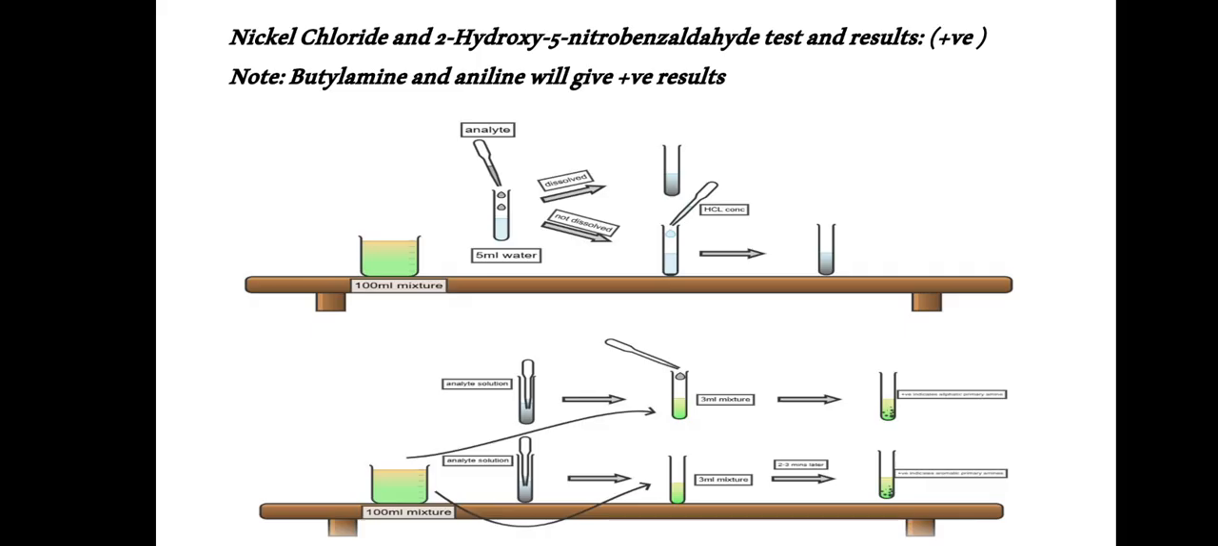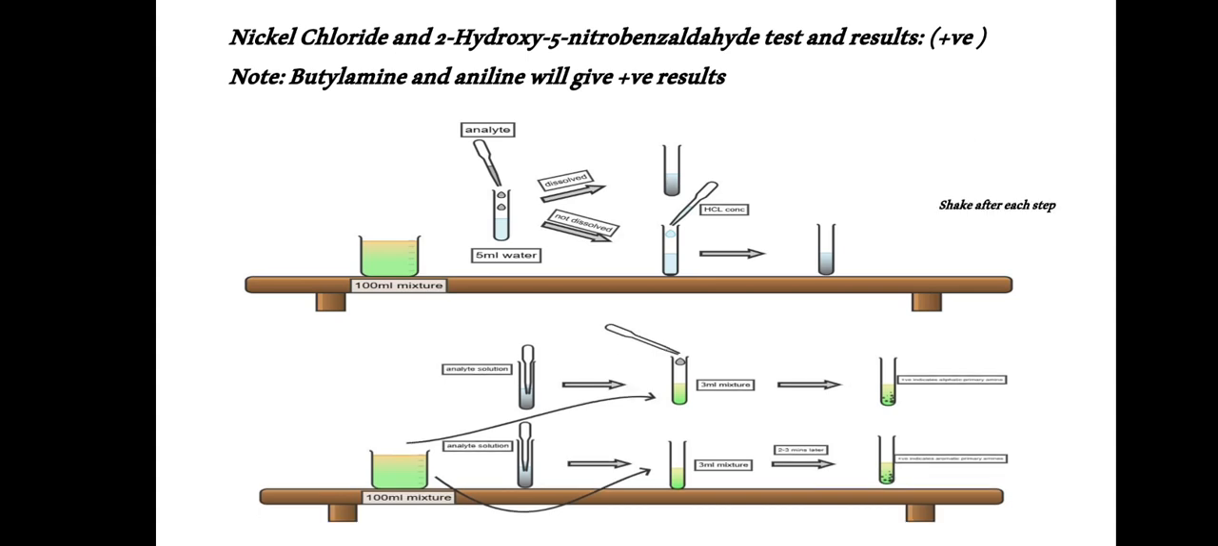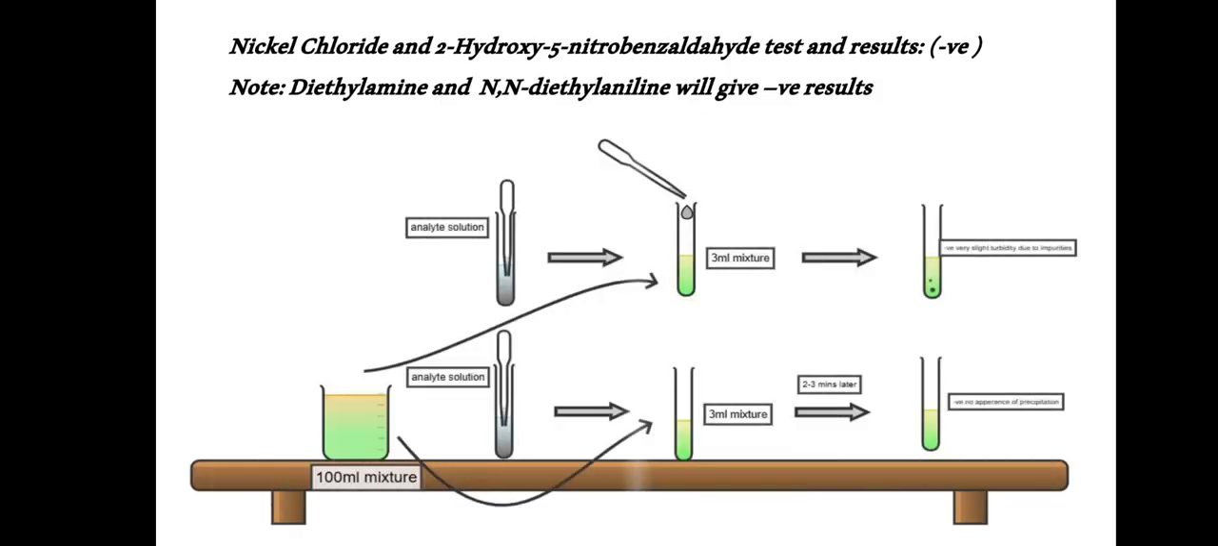If not, we have to wait 2 or 3 minutes, and if precipitate or turbidity is present, then we can actually indicate as well a positive result of primary amines. Shaking after each step, of course. Now, about negative results. Diethylamine and diethylaniline are perfect examples of negative results.